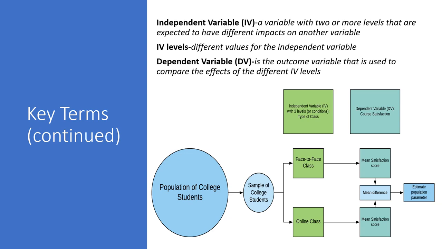That's supposed to give us a good estimate of what the population would be like if they took a face-to-face class versus an online class. If we took the entire population, split it in half, and had half of them doing face-to-face and half do online, how different would they be in terms of satisfaction? Well, of course, we can't do that study. It's too big. So we use the sample, like we said. We get this sample statistic, the mean difference, and then we are hoping that that statistic that we get is going to be very close to the actual population parameter we'd get if we could do that study with the entire population.